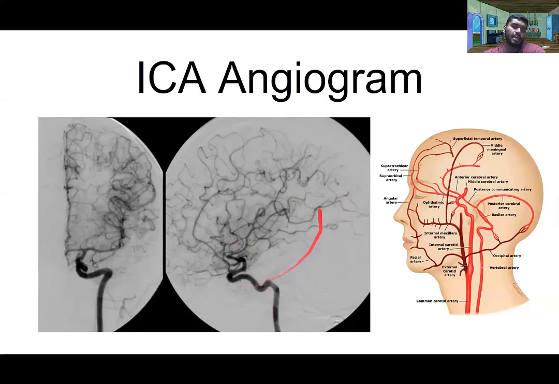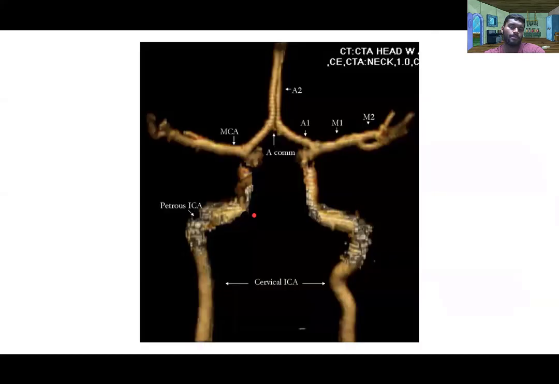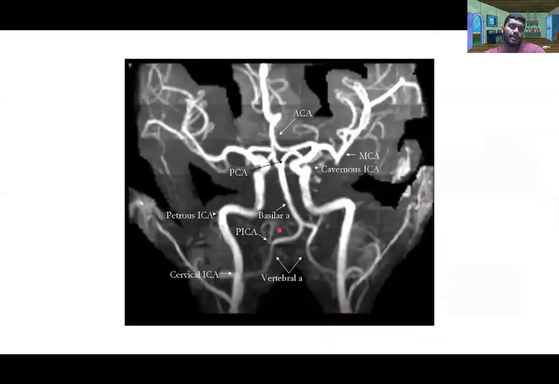And you see this is just a different angle of the ICA angiogram. So this is the lateral view of the anterior circulation angiogram. This is a 3D rendering of a CTA. And this is the same MRA.